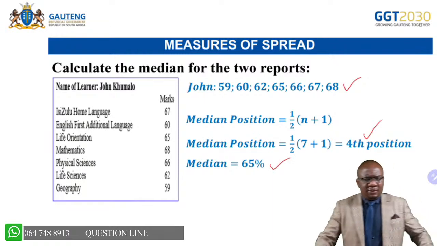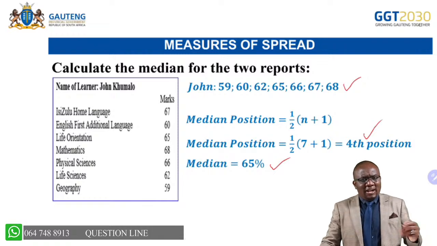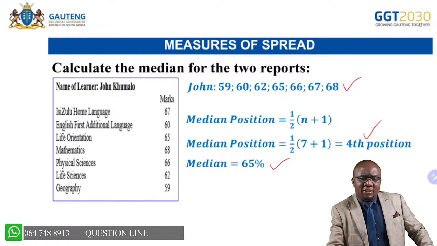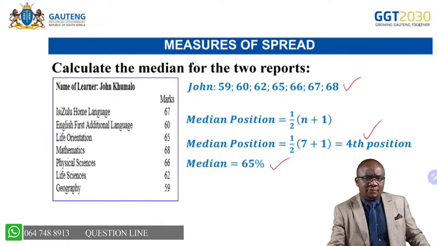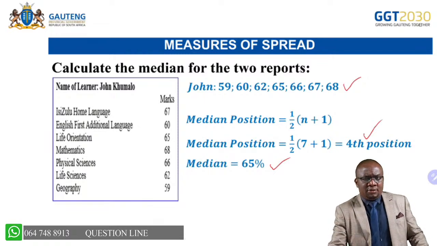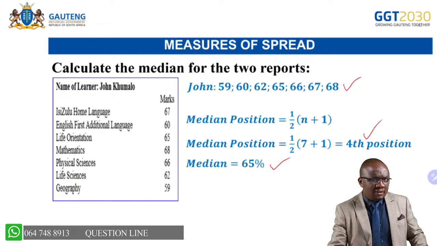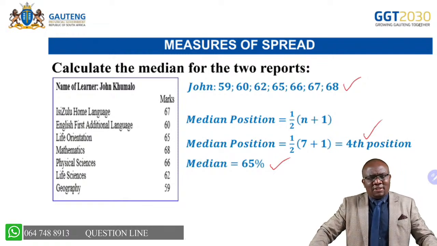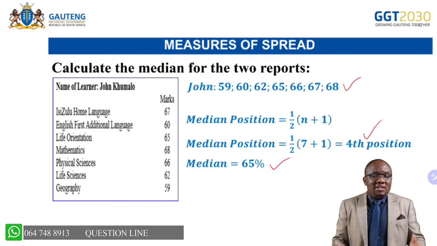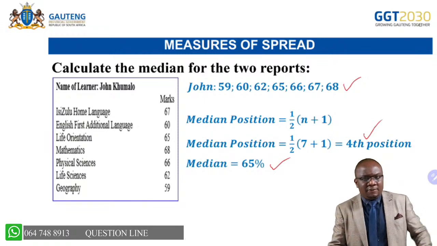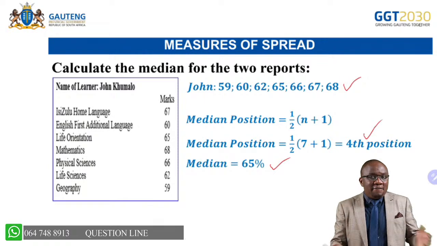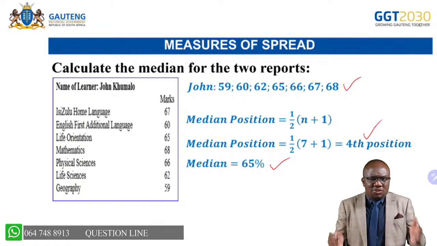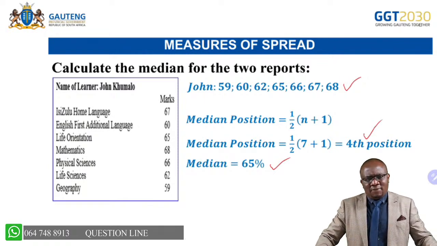So now, grade 10s. The average for Lerato is 65%. The average, remember the median is also an average. So the average for John is 65%. Who performed better? Who performed better? Can we conclude and say these two learners performed in the same way? Is it enough? Do we have enough information to say that these two learners have performed in the same way?